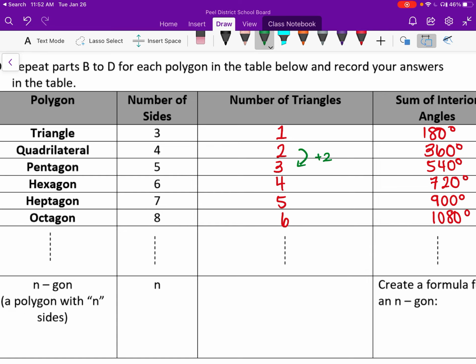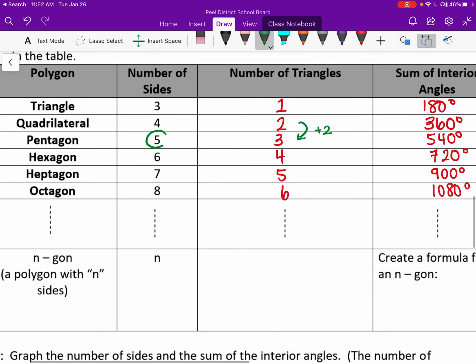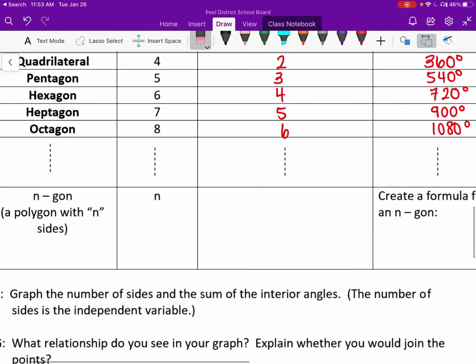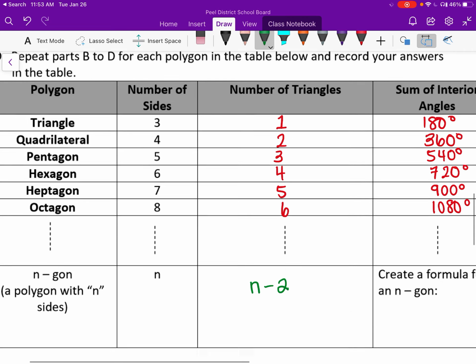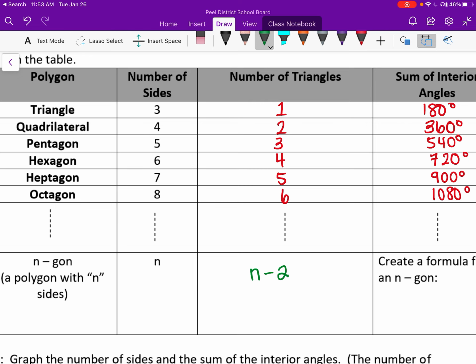We can also say that for any number of sides, if we subtract 2, we can get the number of triangles. See if that works. So if we did 3 minus 2, it would give us 1. If we did 4 minus 2, it would give us 2. If we did 5 minus 2, it would give us 3. If we did 6 minus 2, it would give us 4, and so on and so forth. So it's safe for us to say that if we had n minus 2, it would give us the number of triangles that exist.